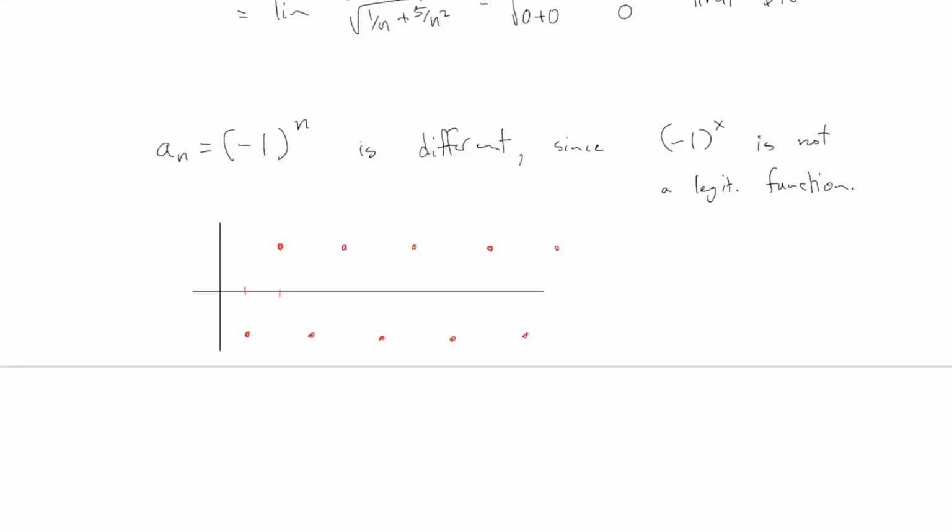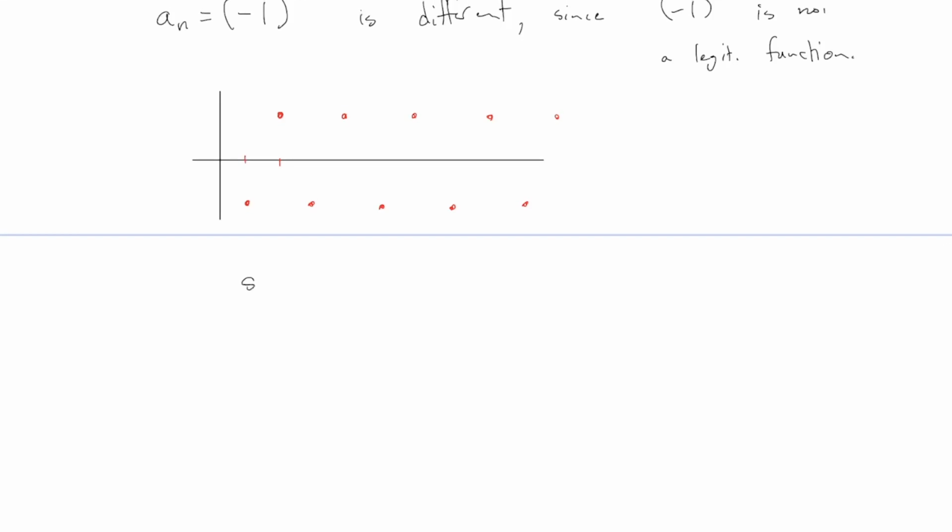Does this have a limit? Well, I can tell just by looking at the picture. These red dots are not actually approaching any particular value. You might say these ones up here approach 1, these ones down here approach negative 1, but overall the dots as a whole are not approaching any particular y value. And so we say the limit does not exist here. So this minus 1 to the n diverges, which is to say the limit does not exist.